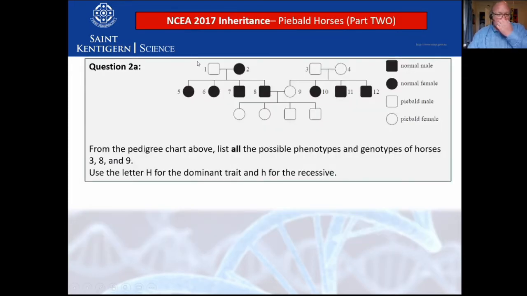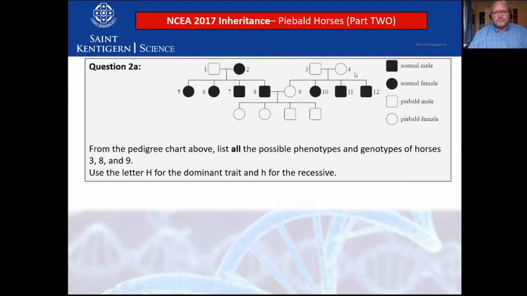They then decided to make a pedigree chart. So the normal males and normal females are black, and normal is recessive. So whenever you now see a recessive organism in here, you know that they are homozygous recessive, don't you? Yeah, because they display the recessive phenotype. So little h, little h, little h, little h, little h, little h, and so on.